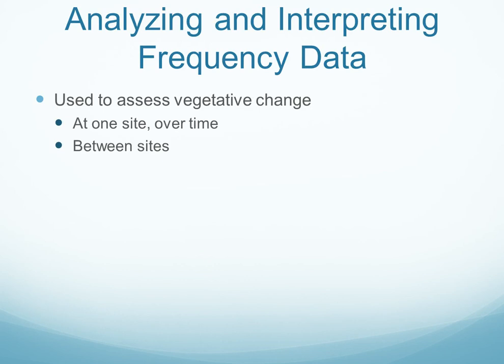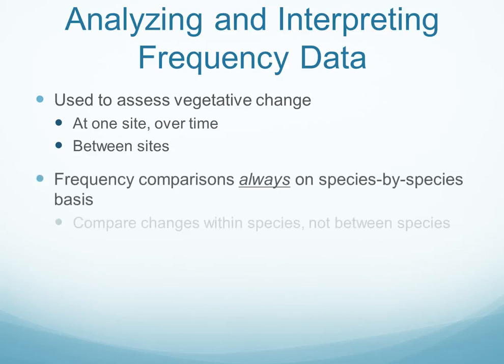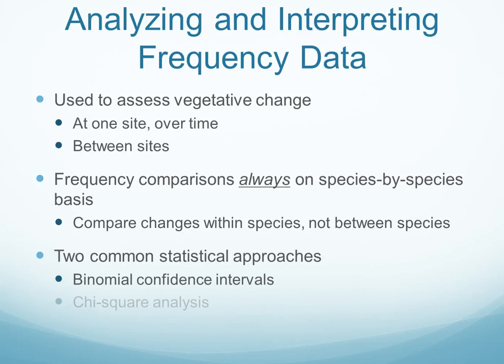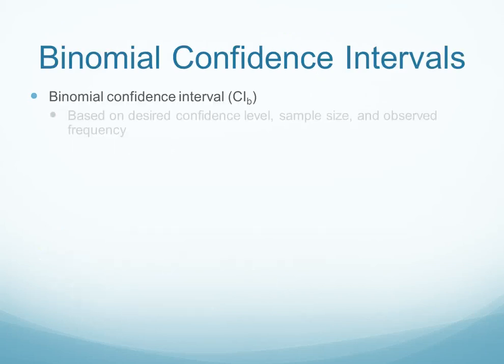So let's talk about how we analyze and interpret frequency data. Remember, we use frequency data to assess vegetation change either at one site over time or between sites. And we always do our comparisons on a species by species basis. We want to make sure that we compare frequency changes within species and not between species. There are 2 common statistical approaches that we use because the data are discrete and have a binomial distribution. One is binomial confidence intervals, and the second is the chi-square analysis.